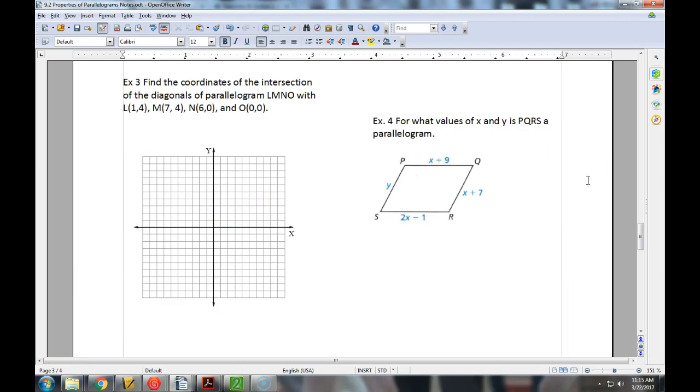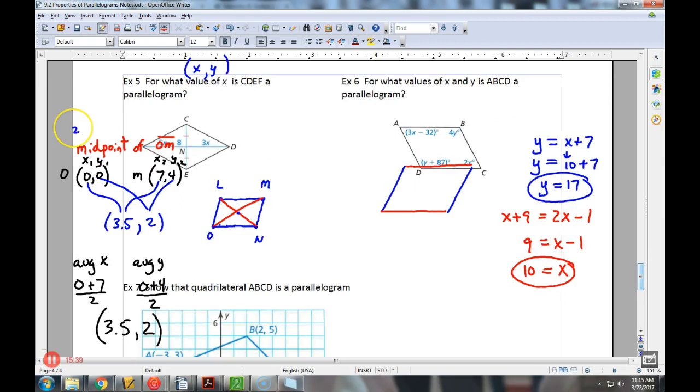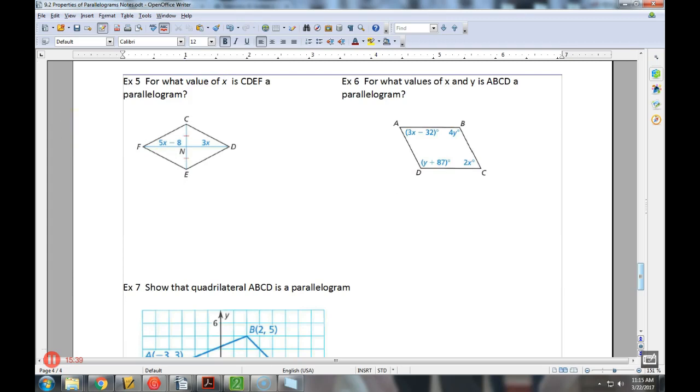Alright, let's scroll on down. So this one, it looks like they're focusing on the diagonals. And I know that diagonals bisect each other. So I know that this piece right here equals this piece right here. So this one's pretty straightforward. 5x minus 8 equals 3x. And I set that up because the diagonals bisect each other. They chop each other in half.